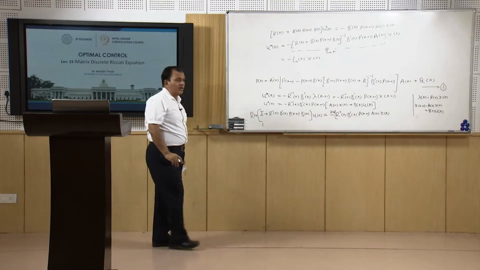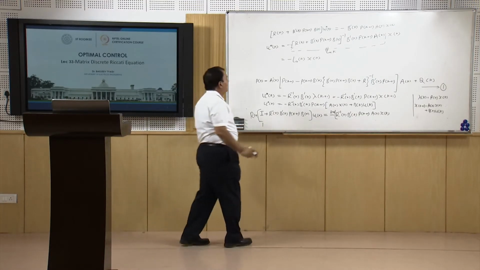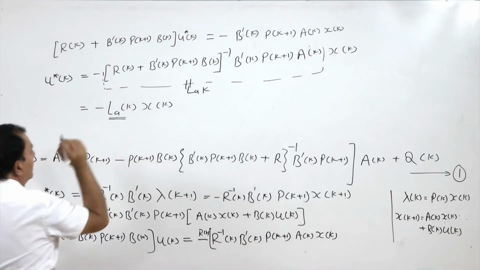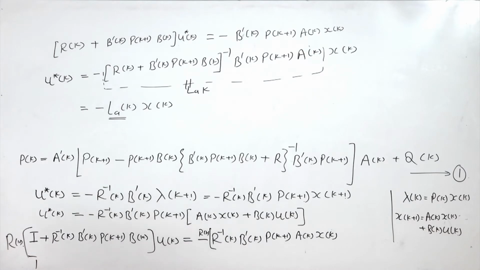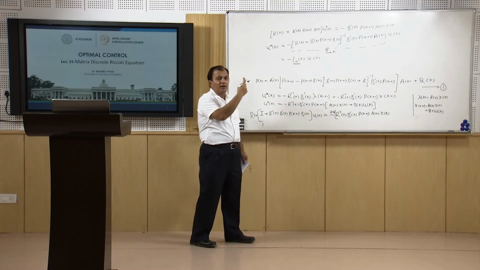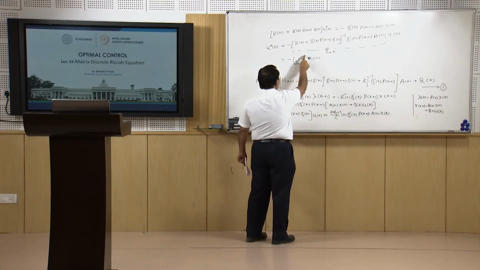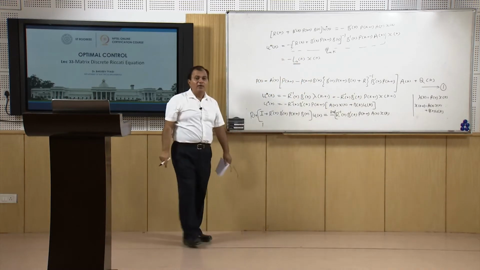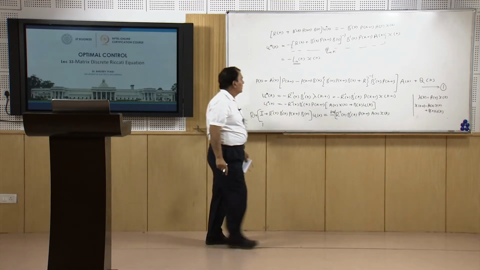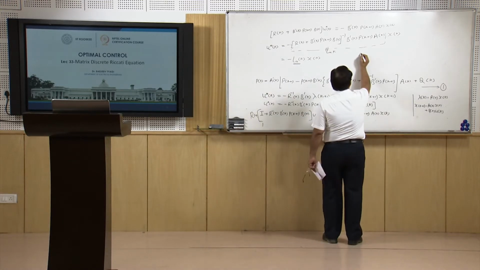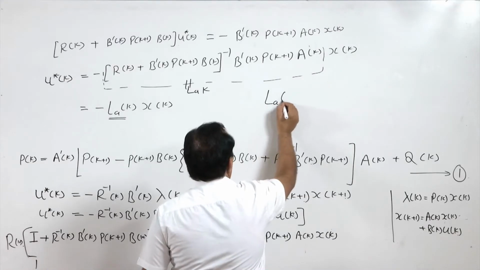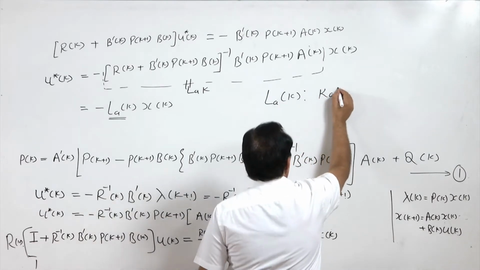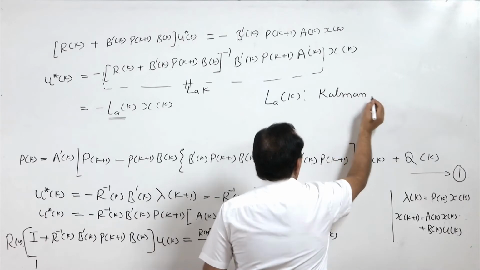So what have we actually done? We have determined the feedback loop. We are feeding back our state x(k), multiplying with L(k), to determine my optimal value of u. So this L(k) is known as my Kalman gain matrix.